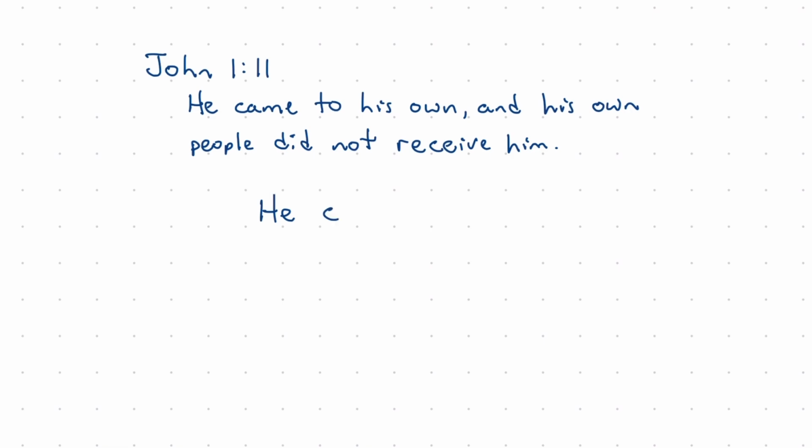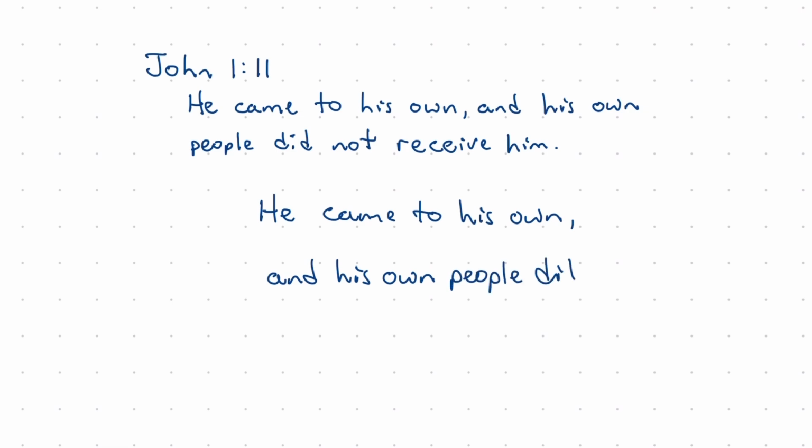He came to his own, and his own people did not receive him. This is verse 11. We can label this A and B, draw our line.